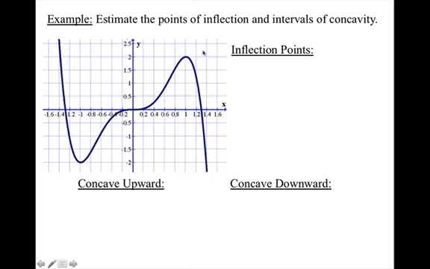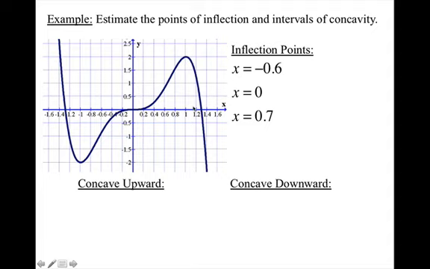So the inflection points should be at x equals negative 0.6, where it's changing from concave up to concave down. X equals 0, concave down to concave up. X equals 0.7, concave up to concave down.